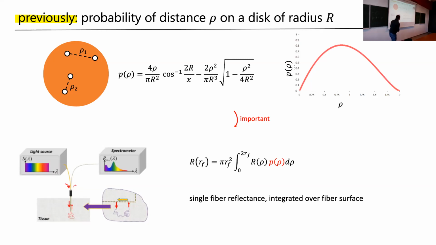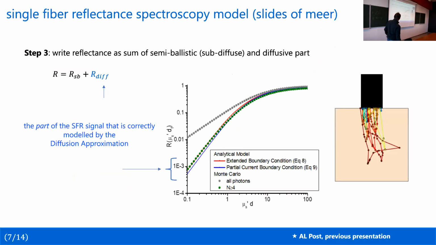So that means that the measured reflectance as a function of fiber diameter is then found by using the expression from the previous slide, the reflectance as a function of radial distance, integrated, weighted over the distribution of distances. This is still general. This should work if we have an expression for reflectance as a function of radial distance. Then it should give valid results.